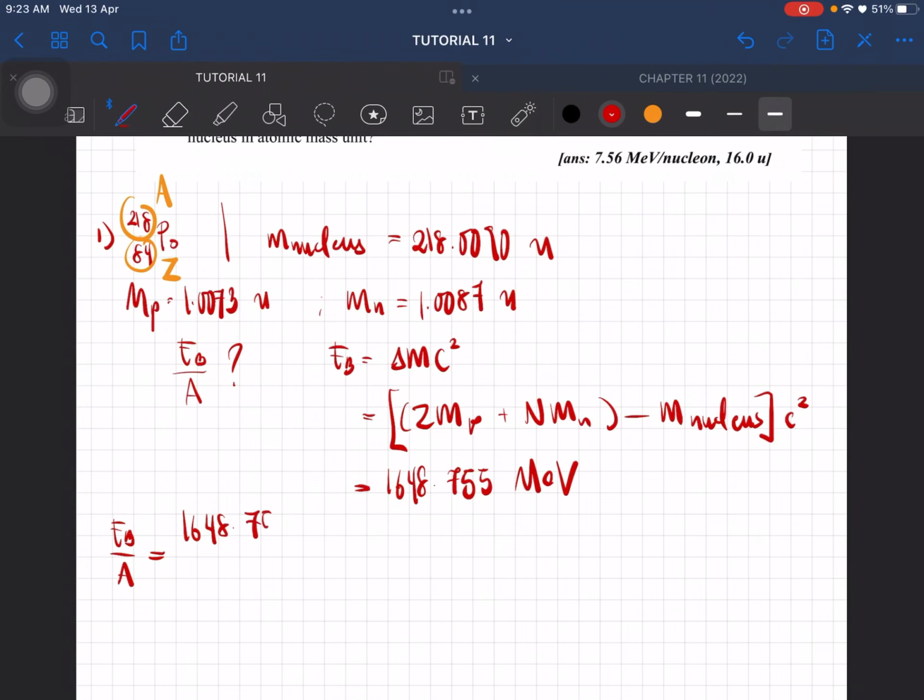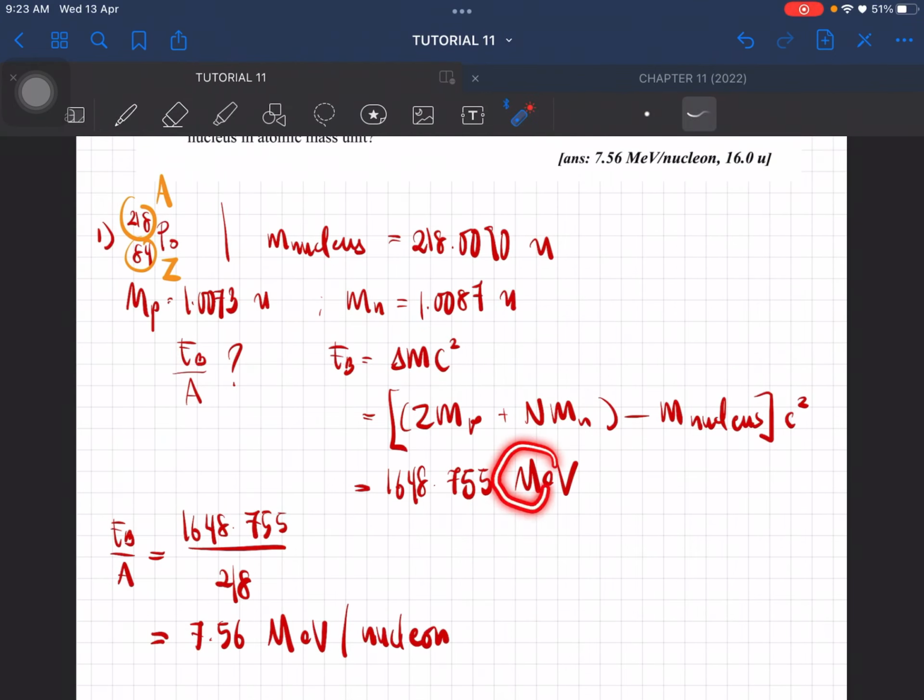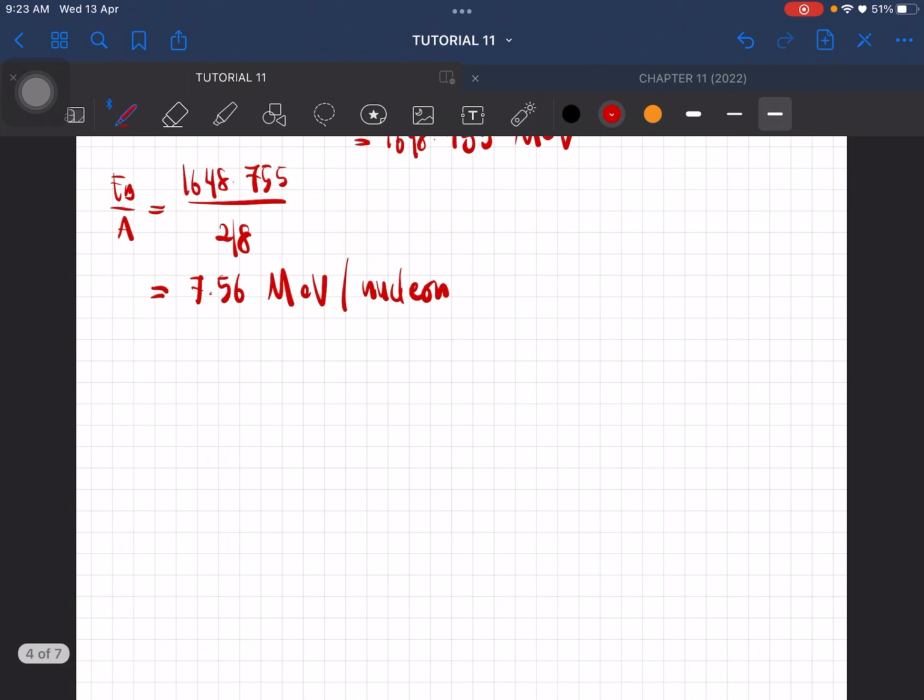Okay, so this one we can then calculate the binding energy per nucleon number. We divide it with 218, and we get 7.56 mega electron volt per nucleon. Don't forget, we are calculating it in mega electron volt. So when you are dividing it with the nucleon number, remember to include mega electron volt, not just electron volt. Okay, question 2 now.